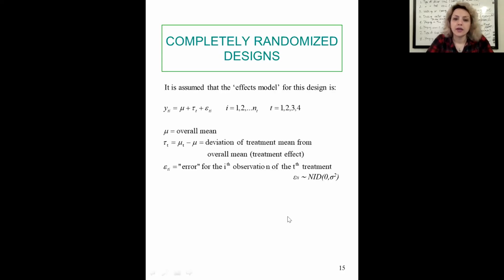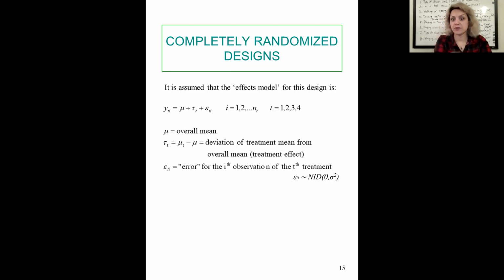Okay, look at here. For the same example that I said, it's assumed that the effect model for this design, this is a general equation that we have for the effect model. We would say Y_ti is equal to mu, which is the overall mean, plus tau_t, plus epsilon_ti. Tau is like the effect of the treatments, each of those treatments.